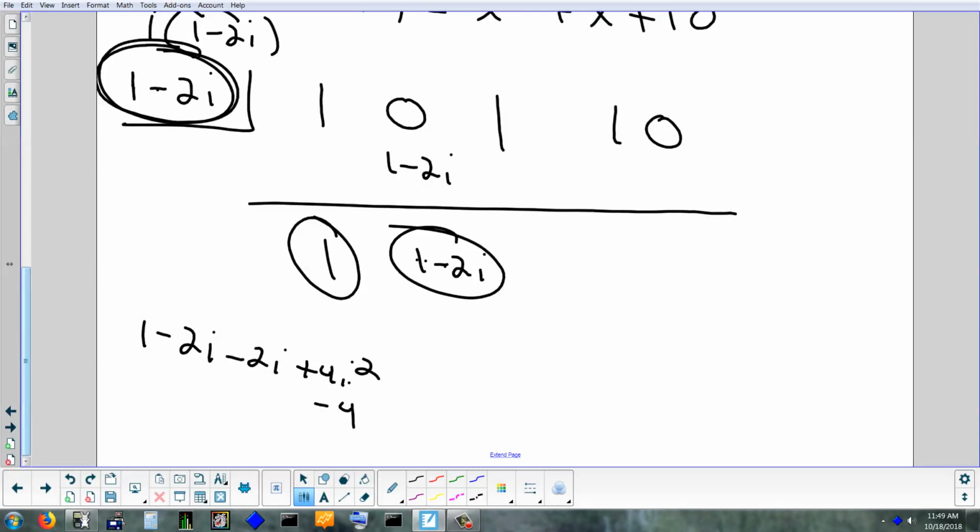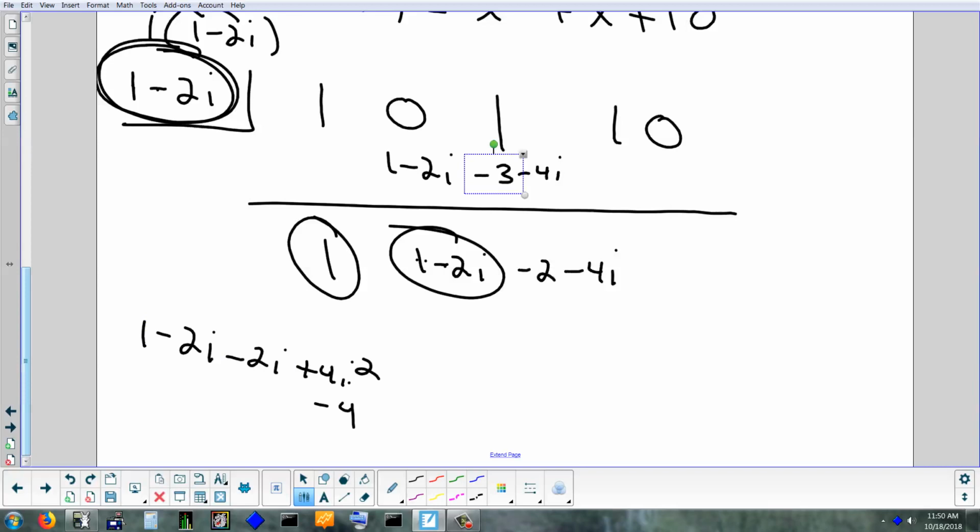So let's see what we ended up with. 1 and a negative 4 gives me a negative 3. Negative 2i and negative 2i is how much? Negative 4i. And then we add it with what's up above. Well, there's never anything to add with the i. So that stays the same. But 1 plus negative 3 is negative 2. So we just have to do it one more time, and then we're done.